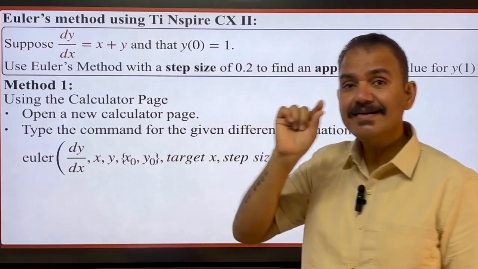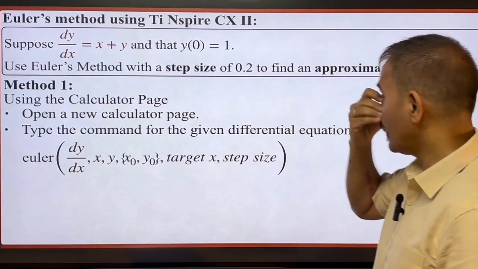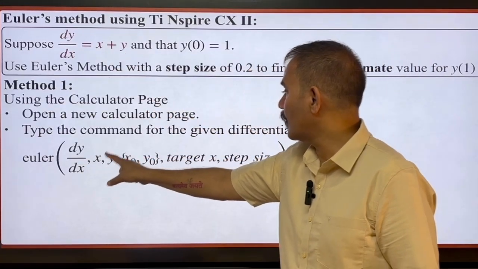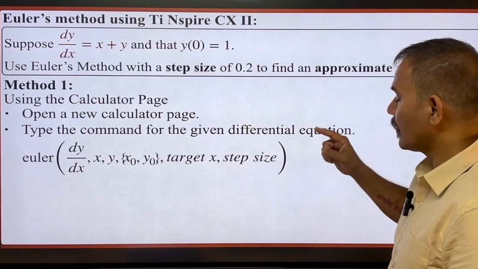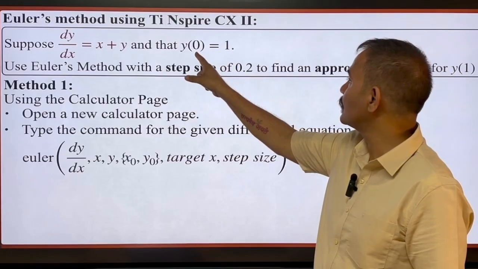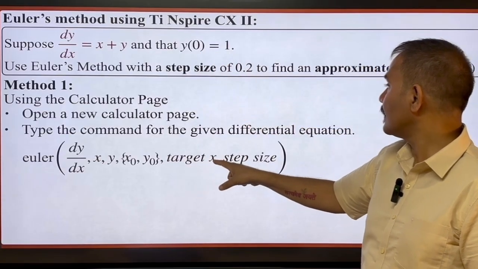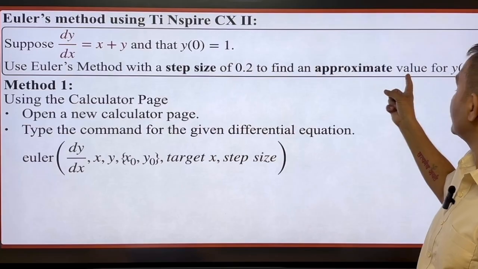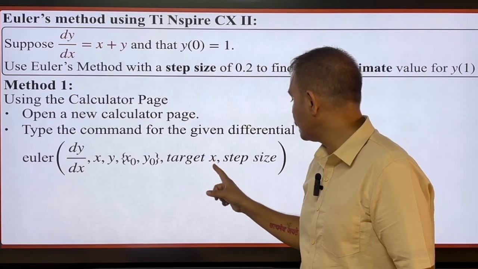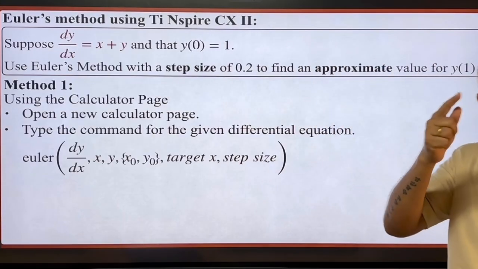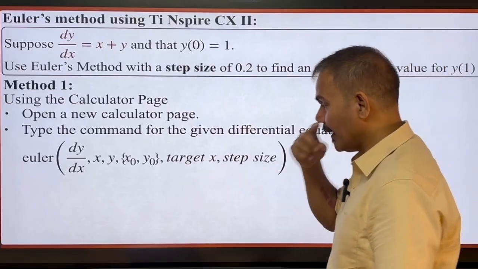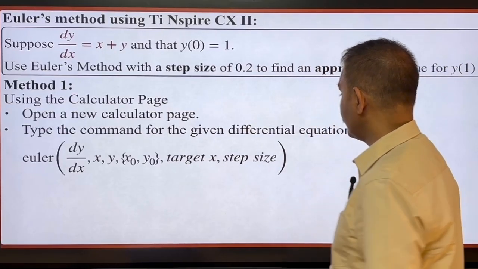It means it is a command. So Euler, a bracket, dy by dx, which is x plus y, comma, your variables, x, comma, y, then x naught, y naught, which is 0, comma 1 here. Target x is where you want to find the value of y when x is equal to 1. So target x will be 1 and the step size will be 0.2. So you write this command and just fill in these values.